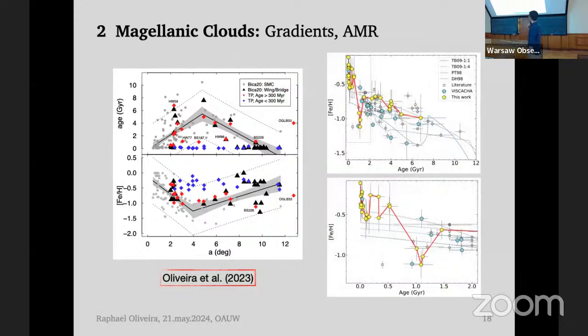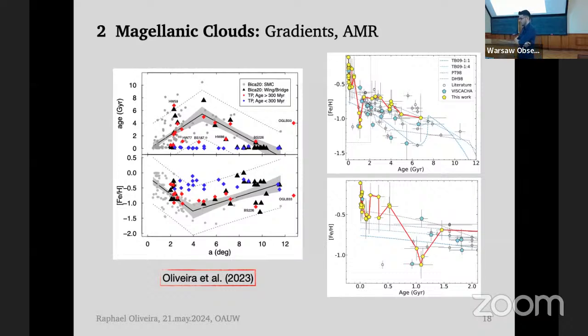And maybe the most interesting part, again, is to plot the age-metallicity relation compared to chemical models. So the yellow points are my 30 clusters in the bridge, and we see that there are at least 2 dips of metallicity. So these bridge clusters are more metal poor than they should be according to the models. So this is a zoom in of this region, and these dips occur around 1.5 billion years and 200 million years.